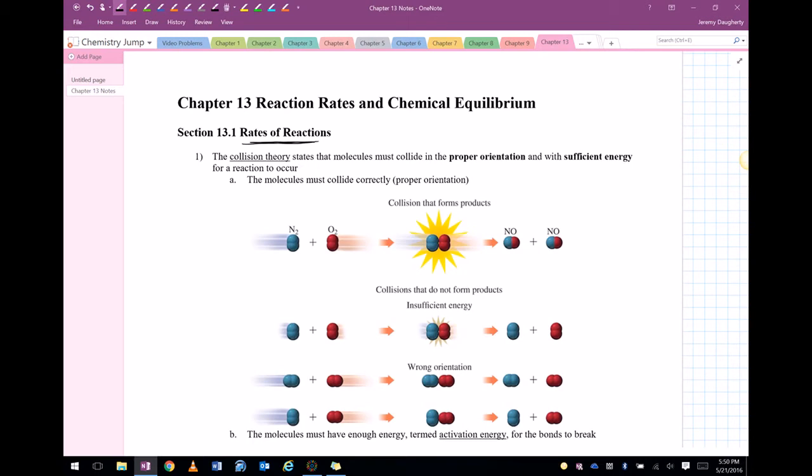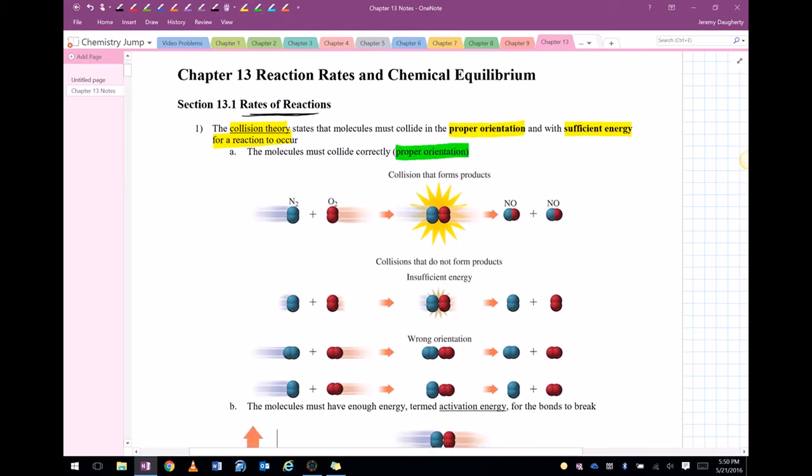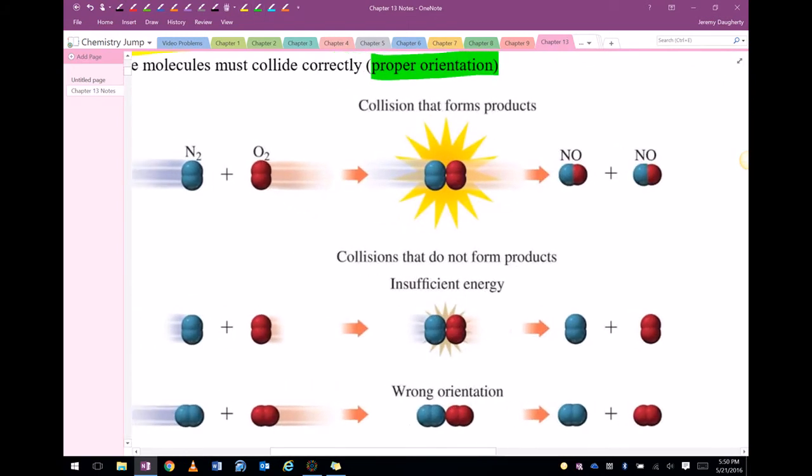Right? So all of this, rates of reactions, is sort of governed by this idea of a collision theory. So the collision theory states that the molecules have to collide in the proper orientation, and when they collide, they have to have enough energy for the reaction to occur. Okay? So let's look at the idea of proper orientation. Right? So in this reaction, nitrogen and oxygen combine to form NO and NO. Now, notice nitrogen and oxygen have to collide in order for the reaction to occur.